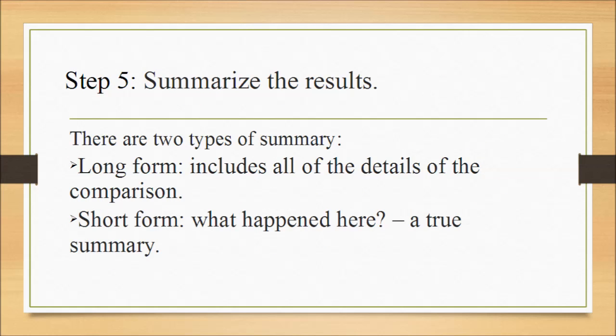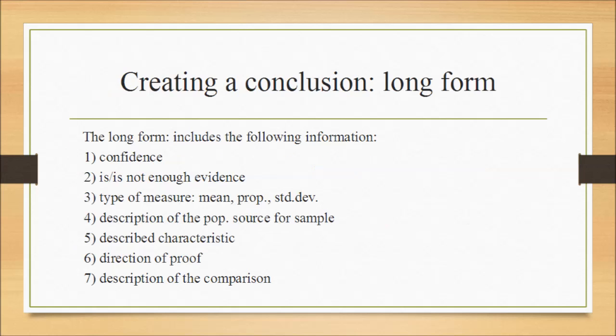Now we want to summarize the results. The long form has all the details about how this works. But then we just want to know what's the short form, right? The true summary. Is it or isn't it? And so the long form is going to have a lot more details in it. You need to know them both. Here are all the things in the long form. Now you'll have this list. I'll give this to you so you'll know what the list is.